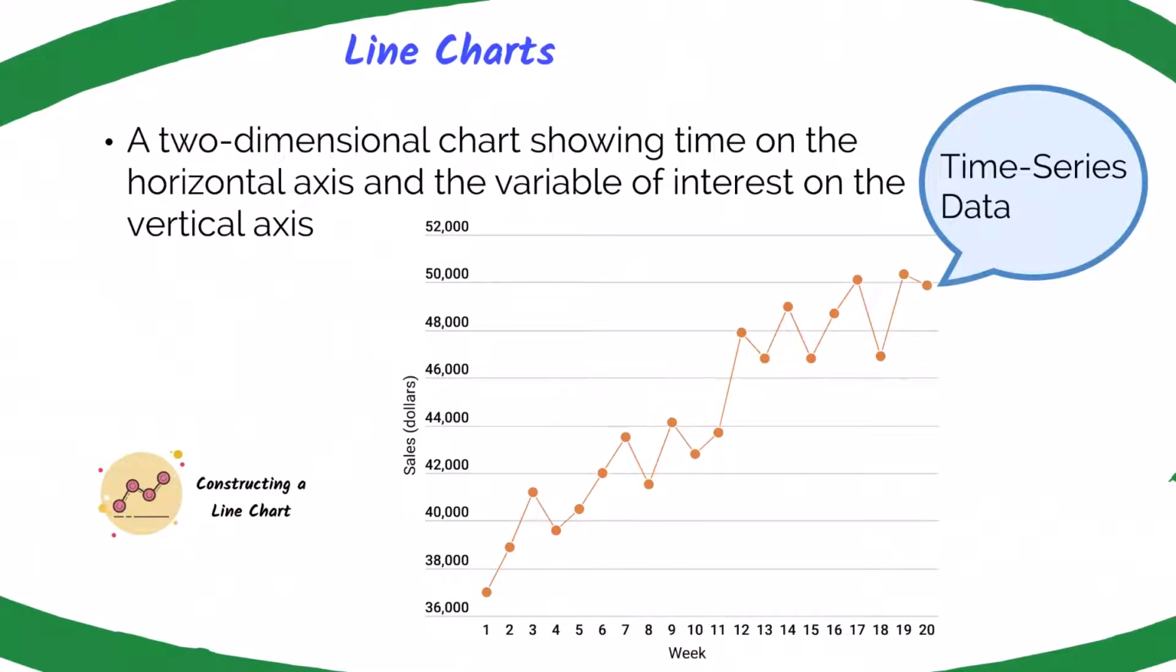A line chart is a two-dimensional chart showing time on the horizontal axis and the variable of interest on our vertical axis. So in this example chart here, our variable of interest is the total sales in dollars, and then the week number is our time variable. Line charts are used to display time series data, and if you recall in Chapter 1, time series data is a set of successive data points over time. So this can be helpful to see trends over time, and as we can see in this chart, we have an upward trend in sales by week.